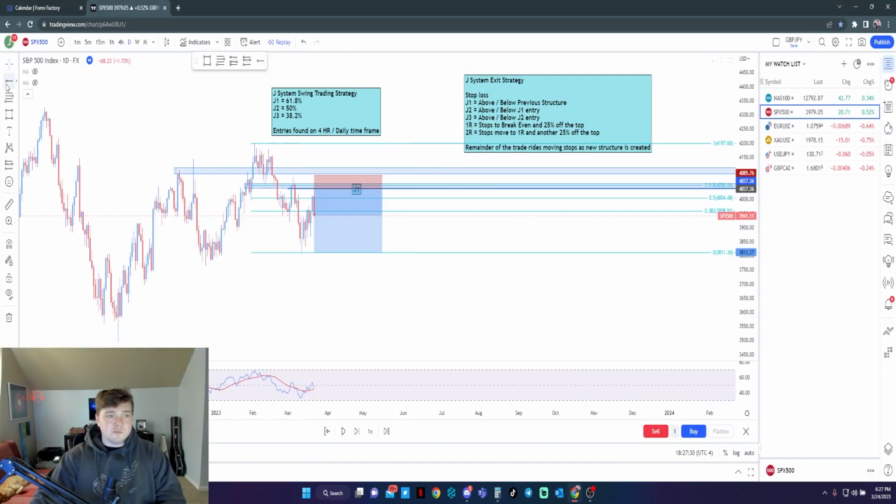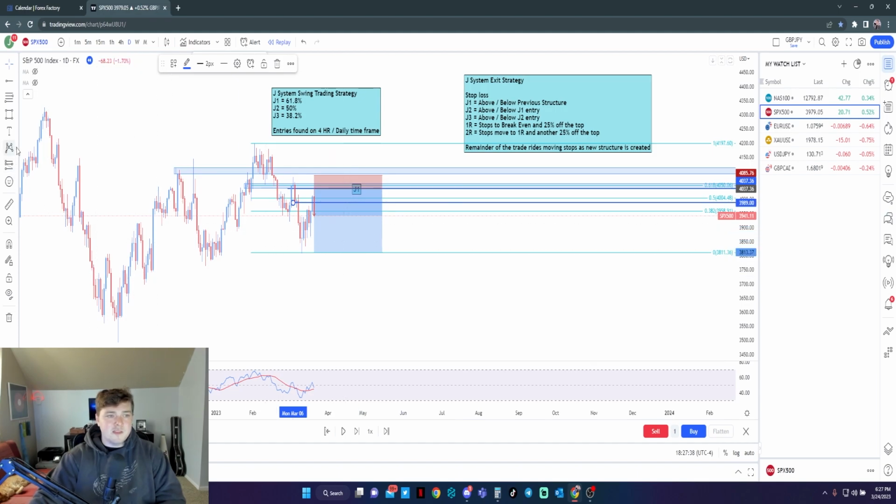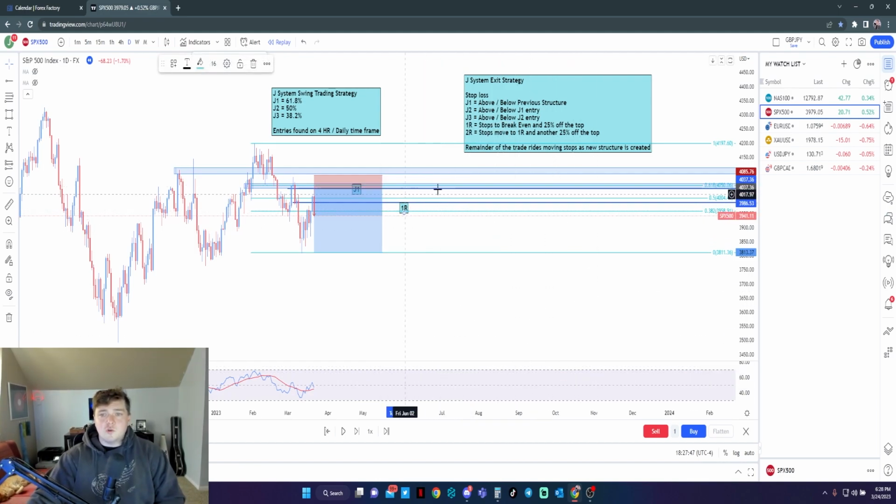So what I'm going to do is I'm going to go over here. I'm going to drop this line. I'll click on settings and go to coordinates. And we'll type 3989 and hit OK. And that's 1R. So right here is 1R. So at 1R, we can come up here and look.